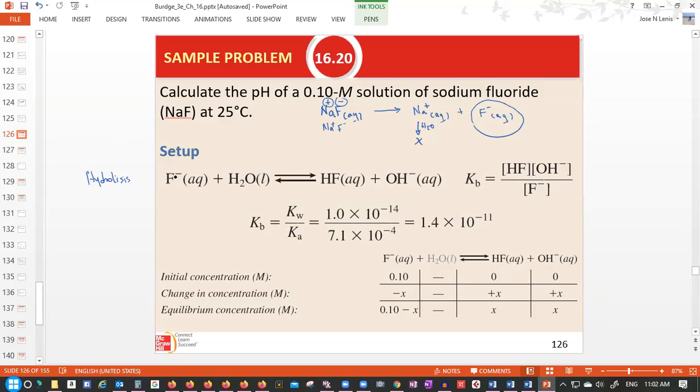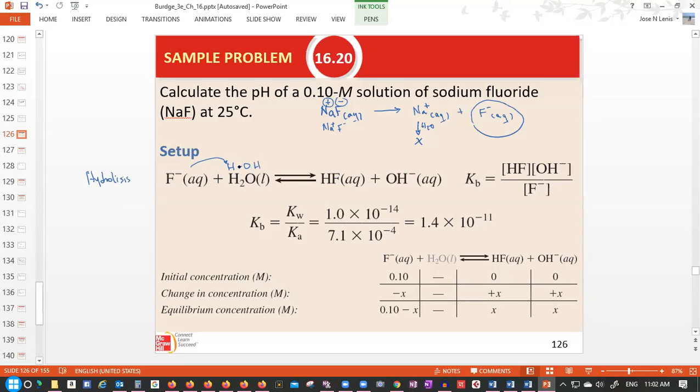So this is strong. It's going to accept a proton from here. Remember, you can write the water as HOH, so you can see it better. This is a base. The negative charge is going to take the hydrogen, forming HF, and what is left? OH minus.